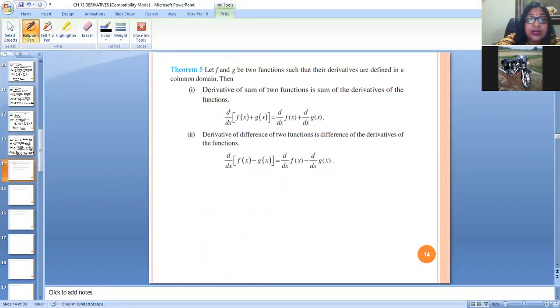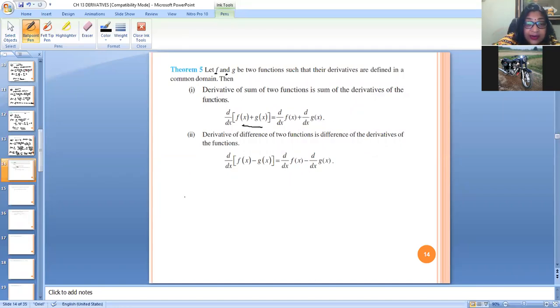Now you are going to learn one more thing in these theorems. These will be the same, the addition and subtraction. Let f and g be two functions such that their derivatives are defined. We have to find the derivative of the sum of two functions f of x and g of x. Whatever the sum is, we take the derivative, and it will be the same as the derivative of the individual functions. We take the derivative of fx individually, the derivative of gx individually, then we add.